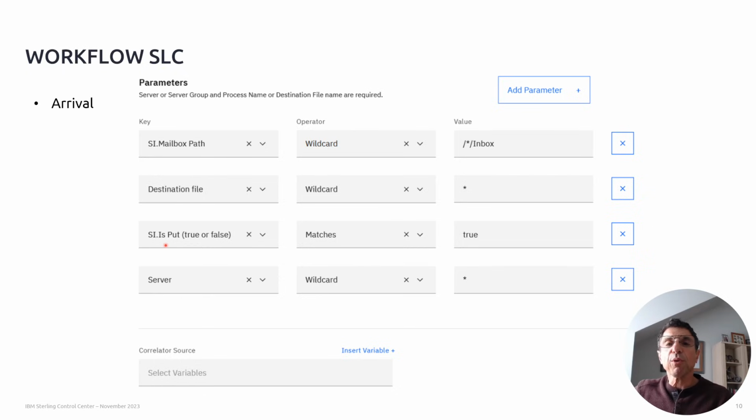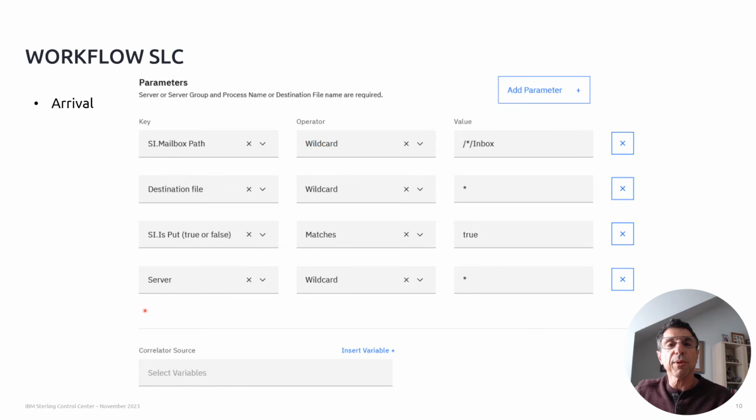And remember, we're putting something into the mailbox, so I've used the variable called si.isPut, and it's true because it's a put. It went into the mailbox. And for any server, any monitored server, it doesn't really matter. And if you want to know how I knew what to use here, I used a database events report to look at the events. That's how I ascertained what the correlator should be between the milestones.